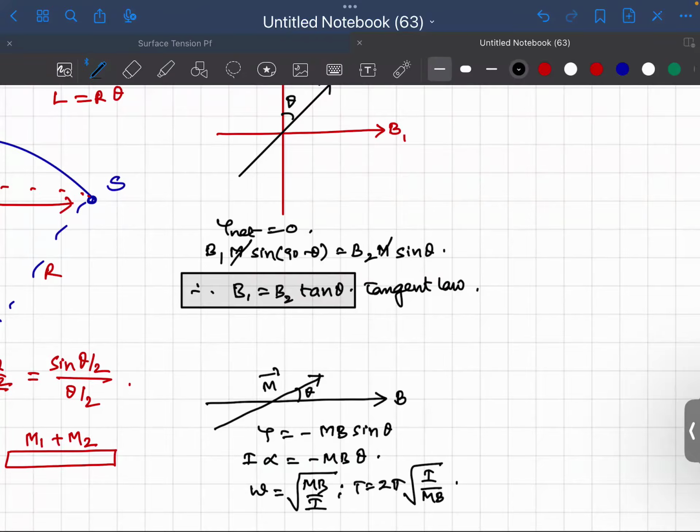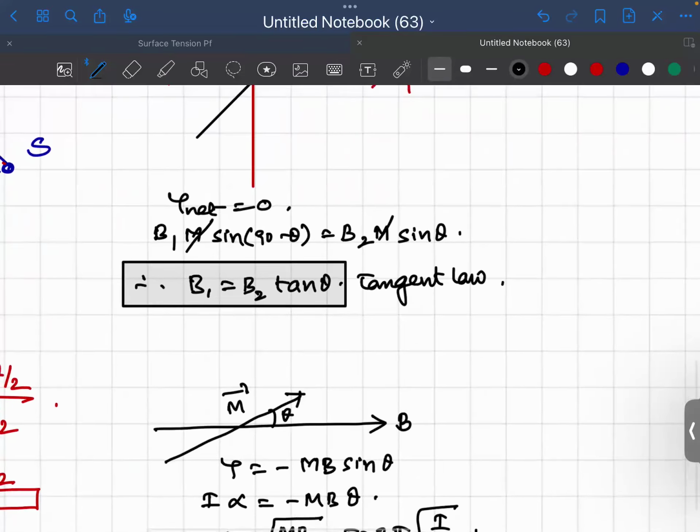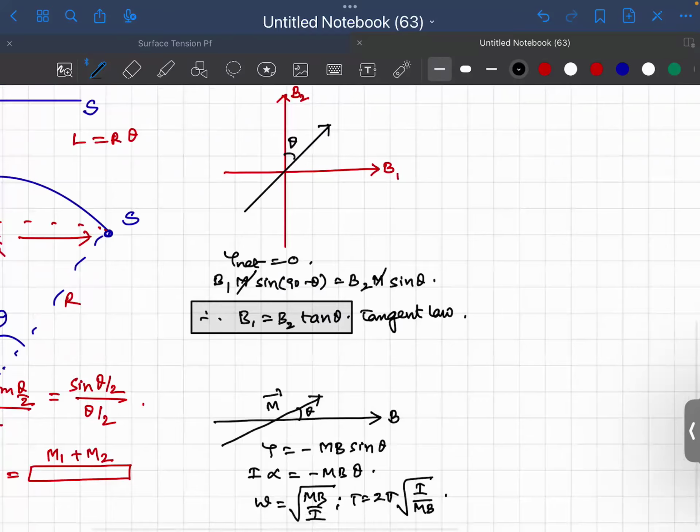Any doubts till this point? Boys, do you have any doubts till this point? Right. Next.